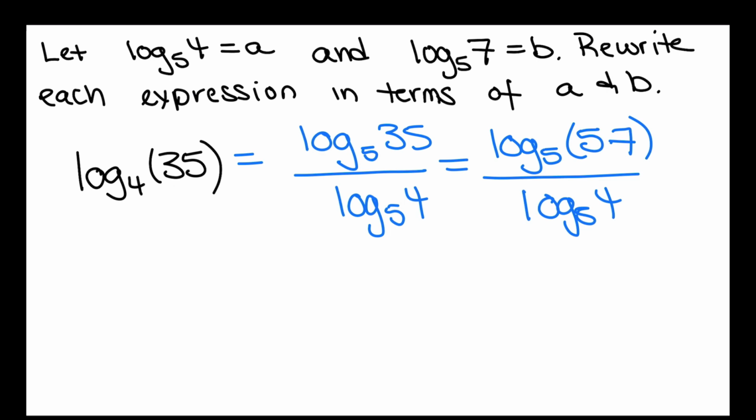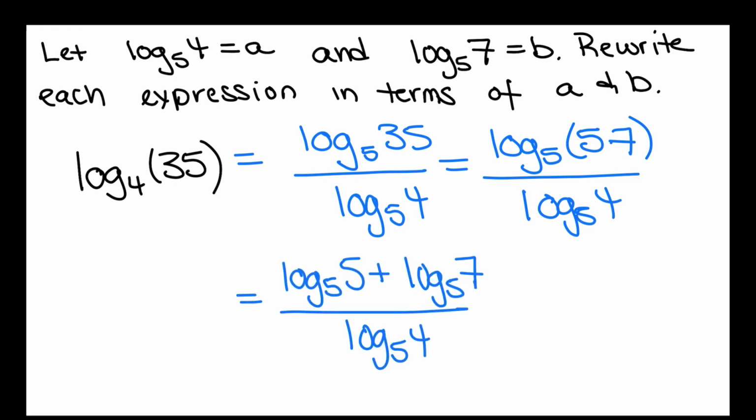So I can think of this as log base 5 of 5 times 7. Now I have a log of a product, so we can rewrite that as log base 5 of 5 plus log base 5 of 7. If we have the log of a product, we can rewrite that as a sum of 2 logs. And now all 3 of these logs in the problem, I can either evaluate or simplify using a letter. Log base 5 of 5 is 1. 5 to the 1 is 5. Log base 5 of 7, they told me that was b. And then in the denominator, log base 5 of 4 is a. So we can rewrite this expression as 1 plus b divided by a.